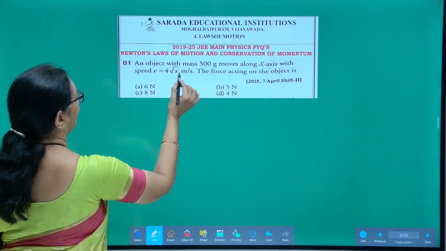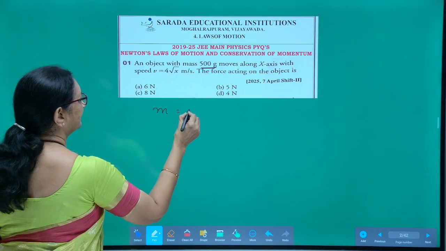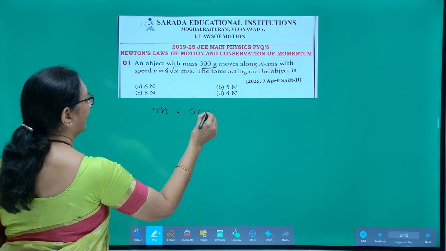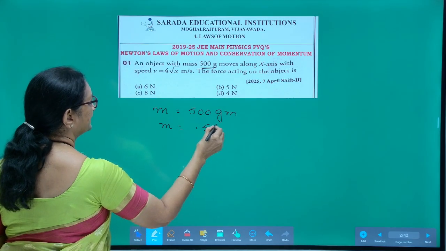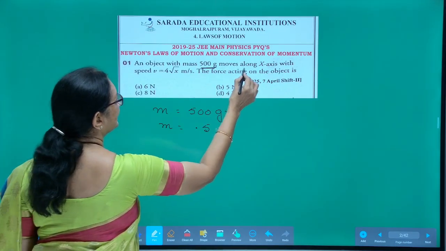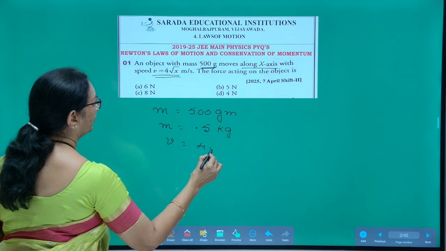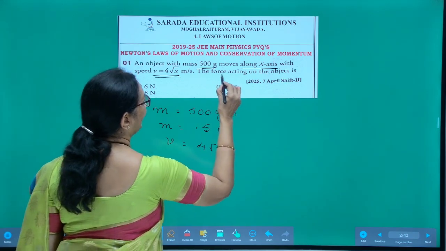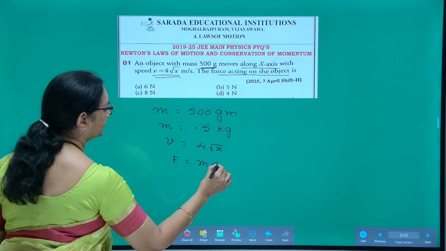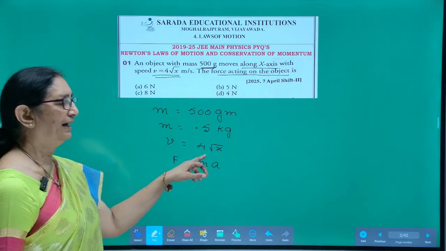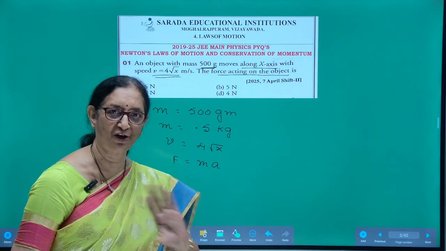Read this first question. An object with mass 500 grams. Mass of the object is given as 500 grams. It is converted into kg. It becomes 0.5 kg. Moves along x-axis with a speed v is equal to 4 root x. The force acting on the object. We know force is equal to m into a. We can find acceleration from this in two methods. I am telling you the shortest method.